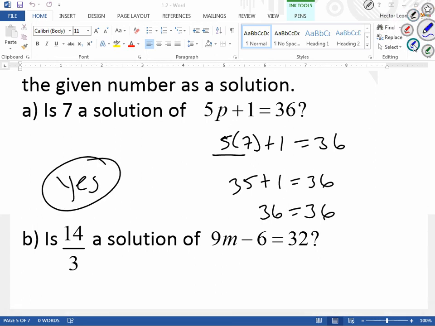Now let's take a look at my example B. Is 14 over 3 a solution of 9m minus 6 equals 32?